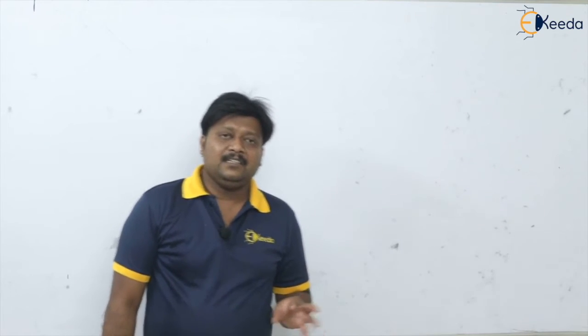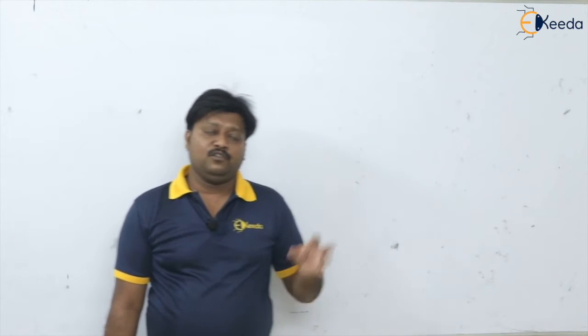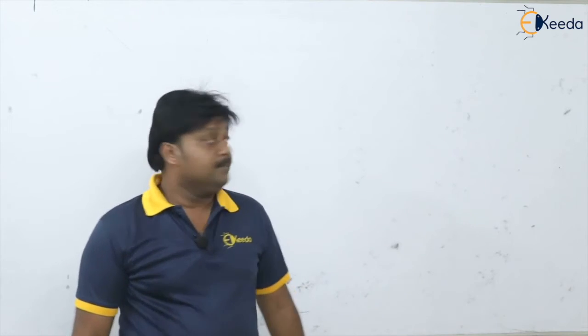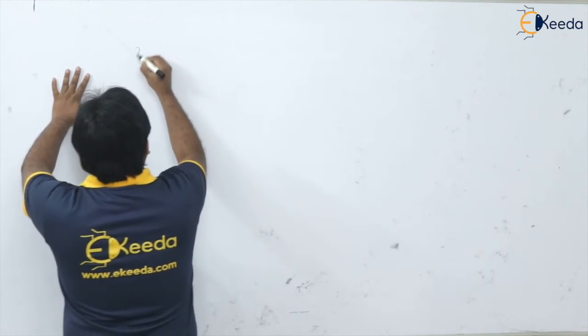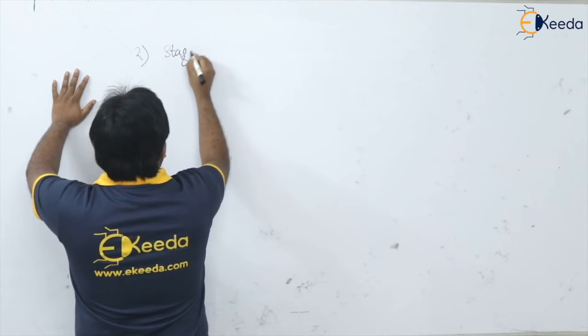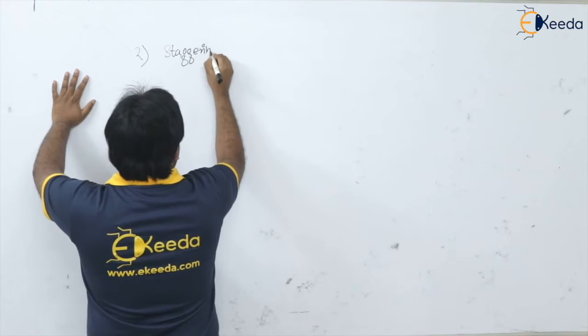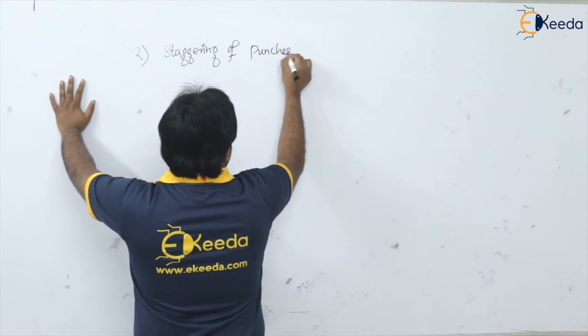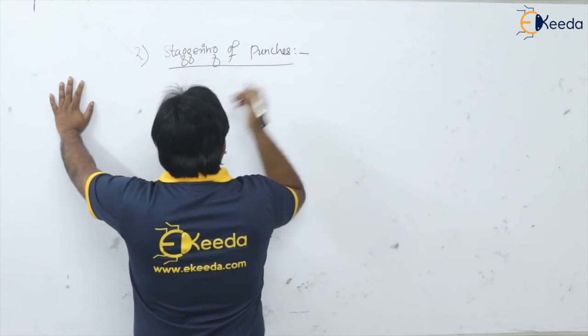Okay, so students, after seeing the method for reducing the force, that is, we have seen only the first method, that is the provision of shear. Now what is the second method? That is the staggering, that is the staggering of punches. Staggering of punches.